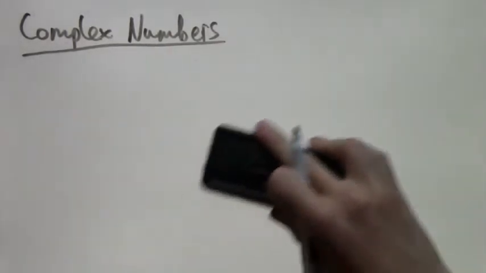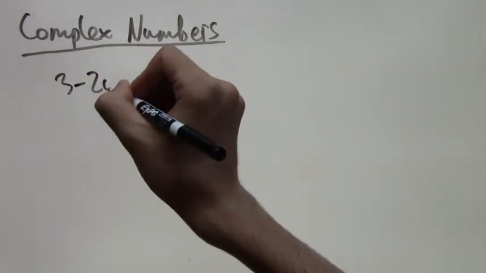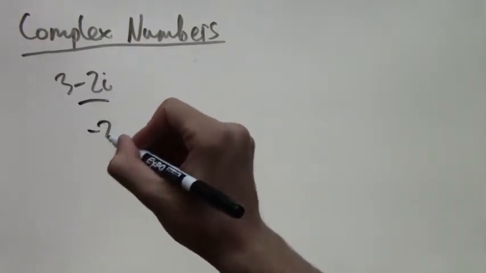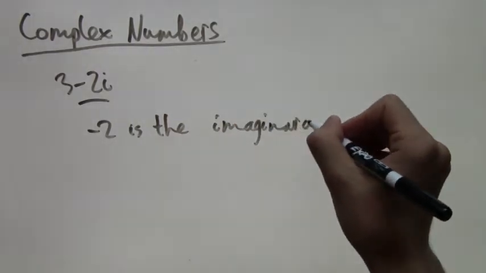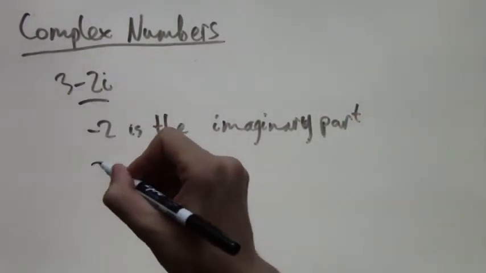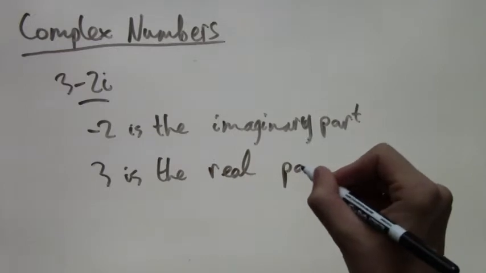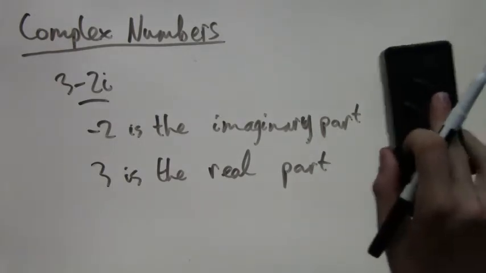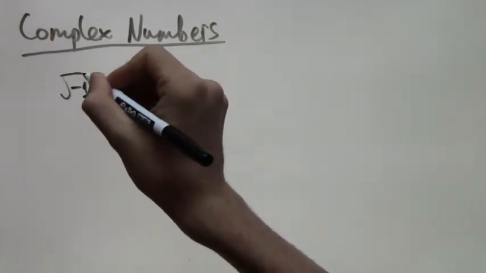So what does all this mean? Well, 3 minus 2i is an example of a complex number because it's got an imaginary part. Negative 2 is what we call the imaginary part. We omit the i. We don't care about the i because we're referring to it as the imaginary part. We know that since it's the imaginary part, we have to multiply by i. And 3 is the real part because there is no i by the 3. And note, there's no way to actually subtract the 2i from the 3. That's just the way you write the number 3 minus 2i.